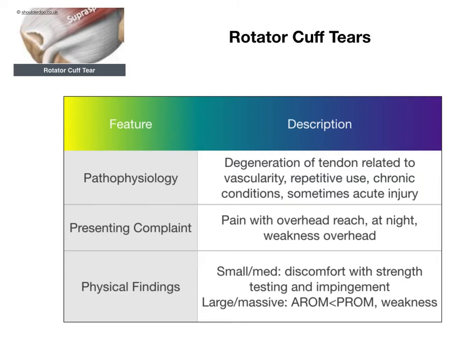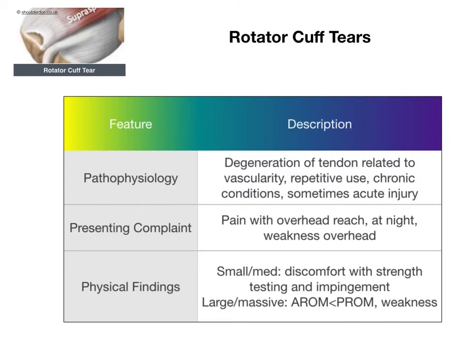Now, to the main event, the rotator cuff tear. These occur through a combination of degeneration due to vascularity issues, repetitive use, chronic conditions such as smoking, and sometimes through acute injury. So think back to shoulder dislocations in the middle-aged. Classic symptoms are pain with reaching, night pain, and weakness with reaching.